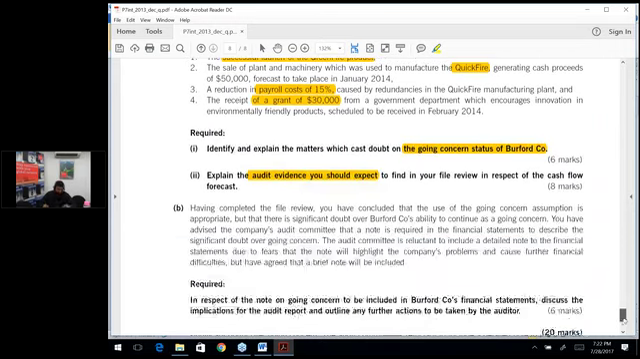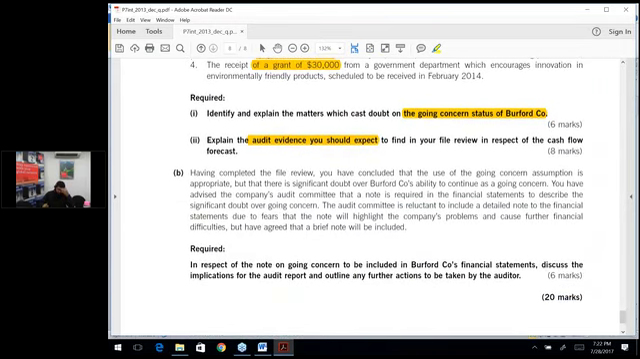Lastly, it says having completed file review, you have concluded the use of going concern assumption is appropriate, but there is a significant doubt over Burford's ability to continue as a going concern. You advise the company's audit committee that a note is required in the financial statements to describe the significant doubt over going concern. The audit committee is reluctant to include a detailed note to the financial statements due to fears that the note will highlight the company's problem and cause further financial difficulties, but has agreed that a brief note will be included.